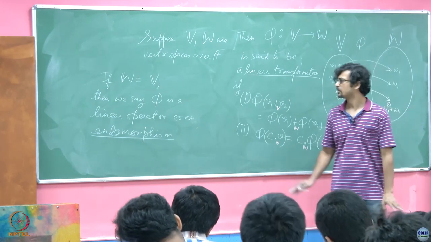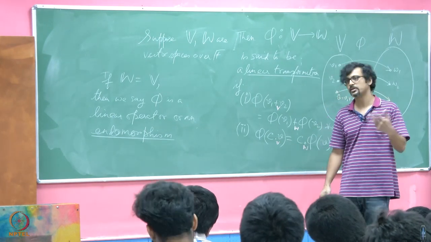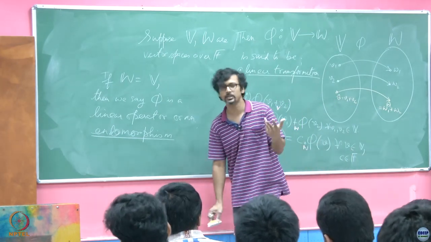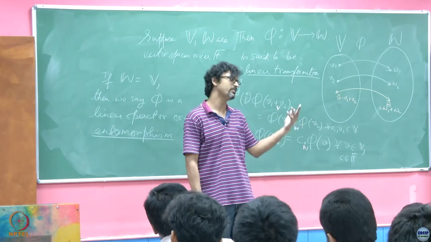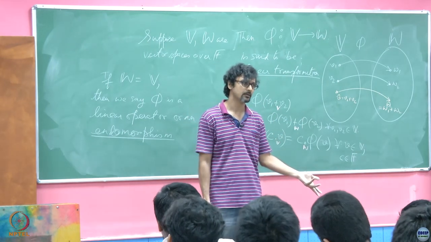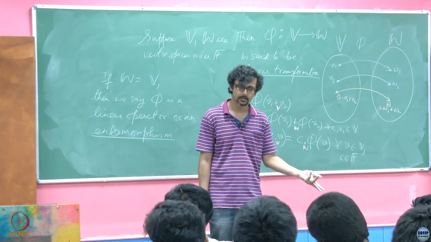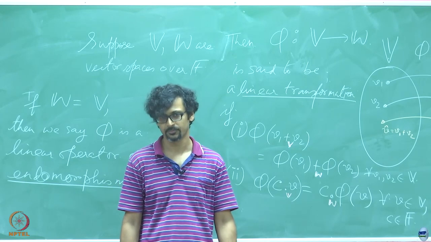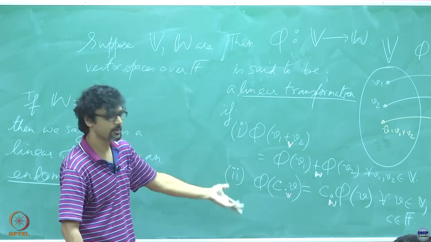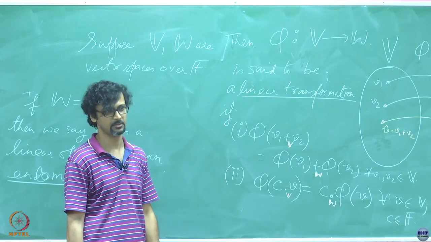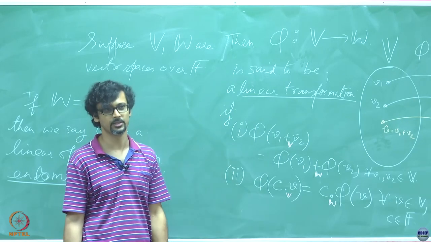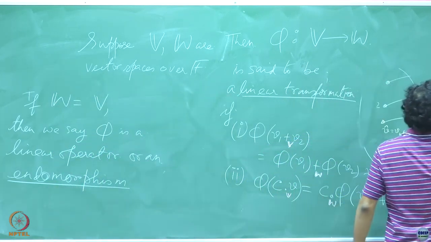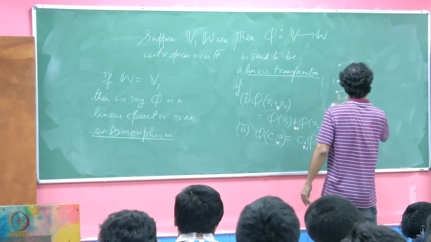Okay? So let's see a few examples. Of course, the first example is the trivial case of matrices. Because F to the N, F to the M, these are all vector spaces. So let V be equal to F to the N, W be equal to F to the M, then A of size M cross N over the field F is definitely a linear transformation, has to be, because that is what inspired us to go ahead and define this. We have already seen that these properties are true of matrices. Okay, so let's take some examples.